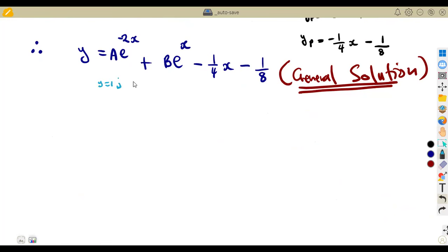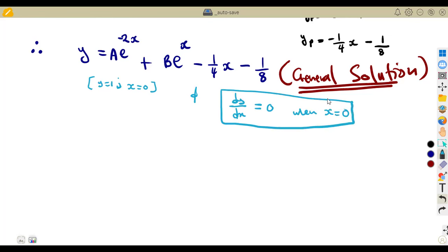But at that moment, x will be equal to 0. When x is equal to 0, and the second condition is that the first derivative of y with respect to x must be equal to 0 when x is equal to 0 again. So these are the two conditions that we are given. With these conditions, we can find the value of a and b.